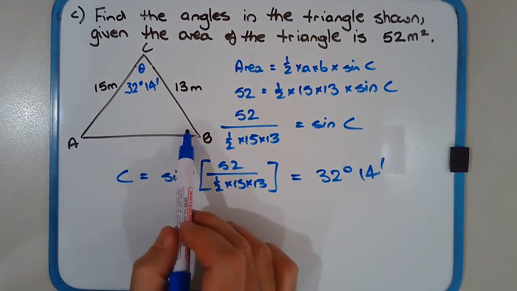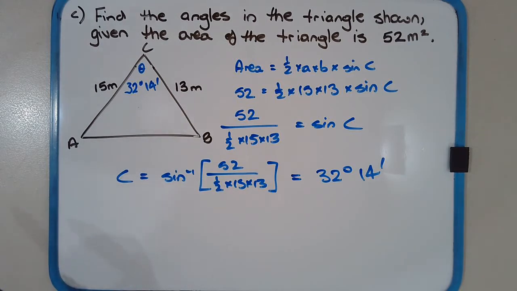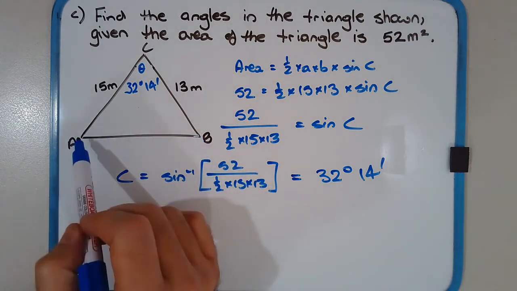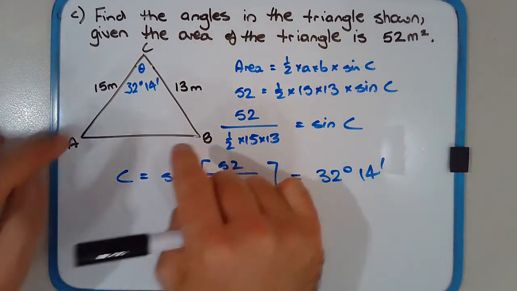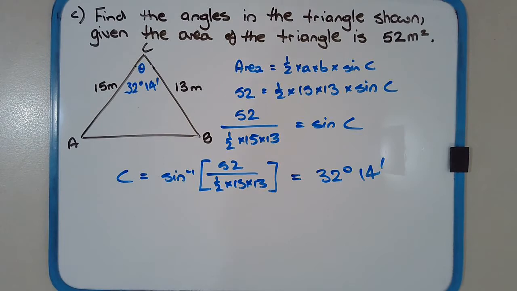So we can't really use the sine rule here, because angle B is not known, angle A is not known, and side AB is not known. So we might have to find side AB first, in fact. So why don't we do that? Once we have side AB, then we can use the sine rule to find at least one other angle.